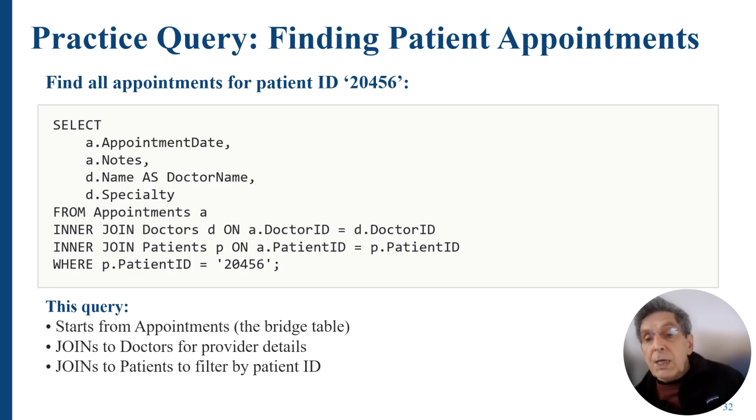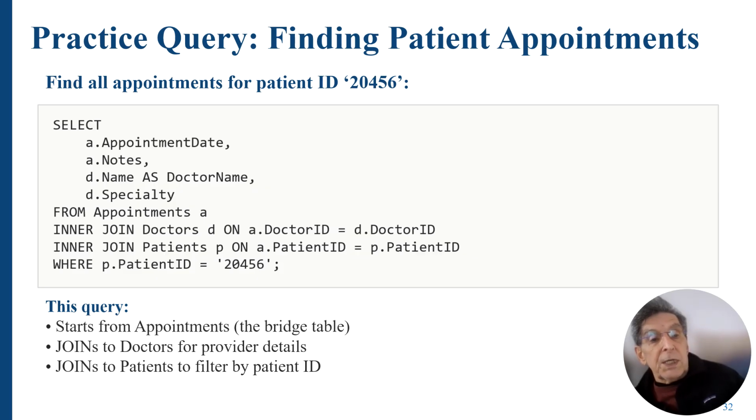Notice that we're joining patients just to filter by patient ID. We could also filter directly on appointments.patient_id if we know the value. But joining to patients lets us filter by patient name or any other demographic attribute that we would like to use. So look at this code carefully.